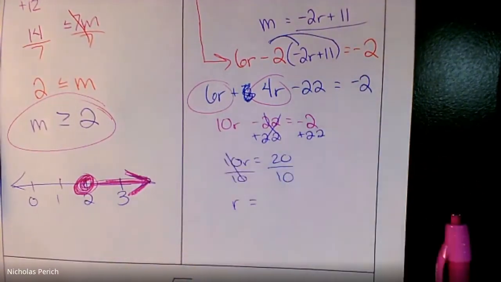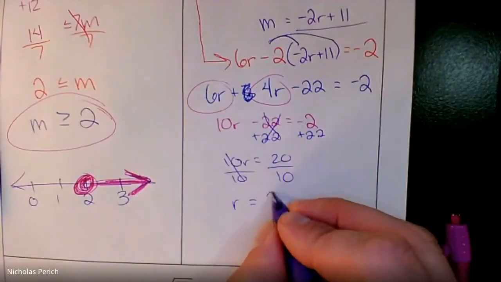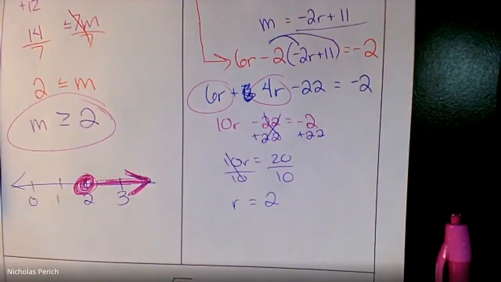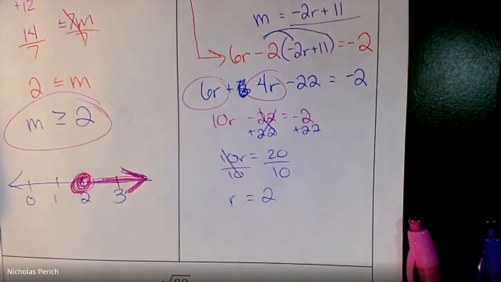R equals. So really, Russ, turn off the music. I have to find M now.